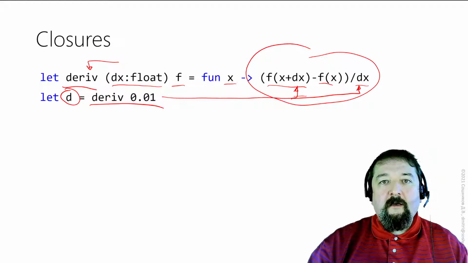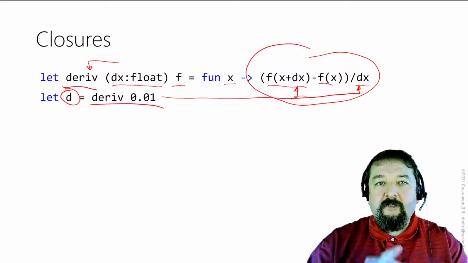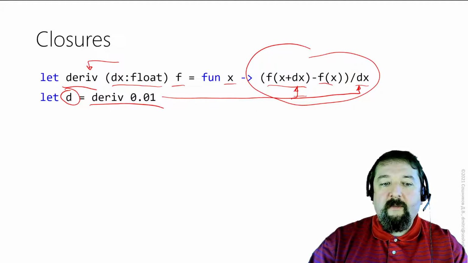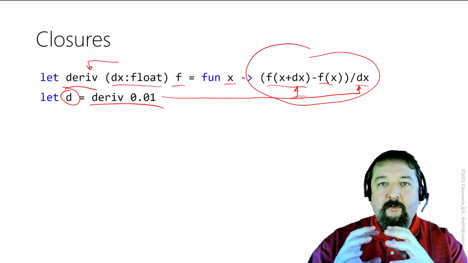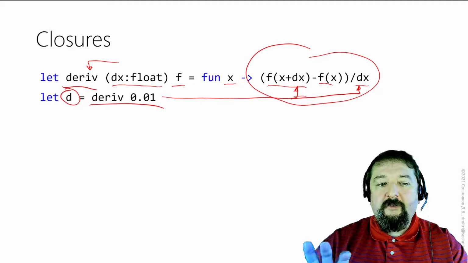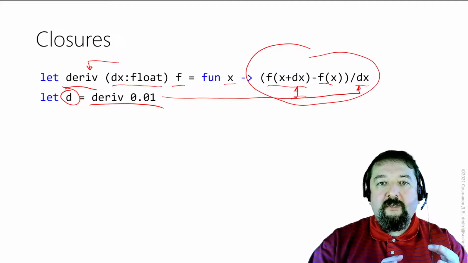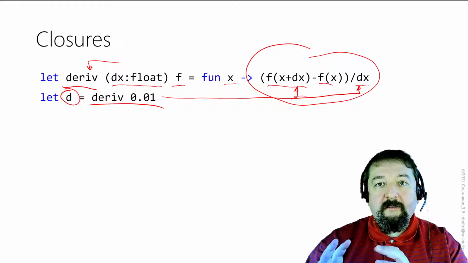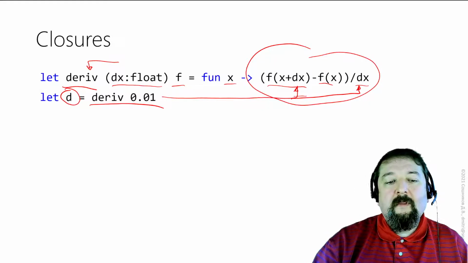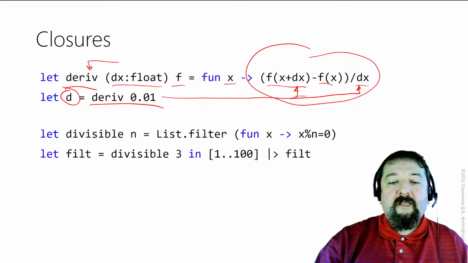So in fact, to define this function d, we need to store the value of dx equals 0.01 and the function deriv, which we need to call. This pair of the function and the so-called context is called the closure. And we can think of some other examples.